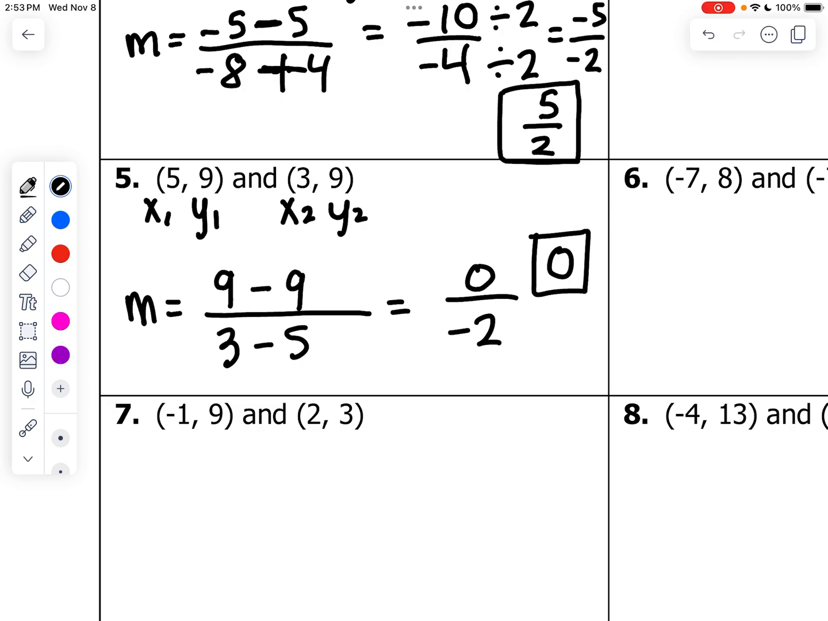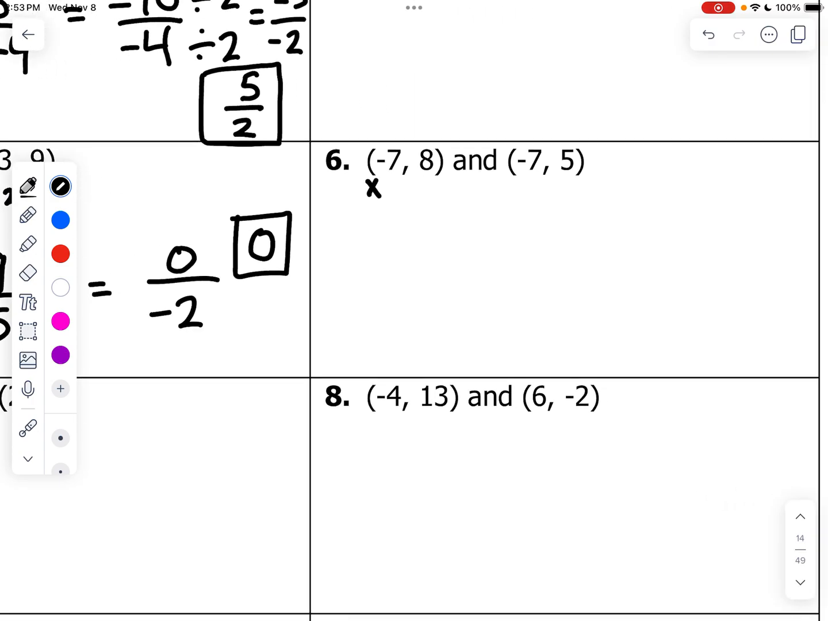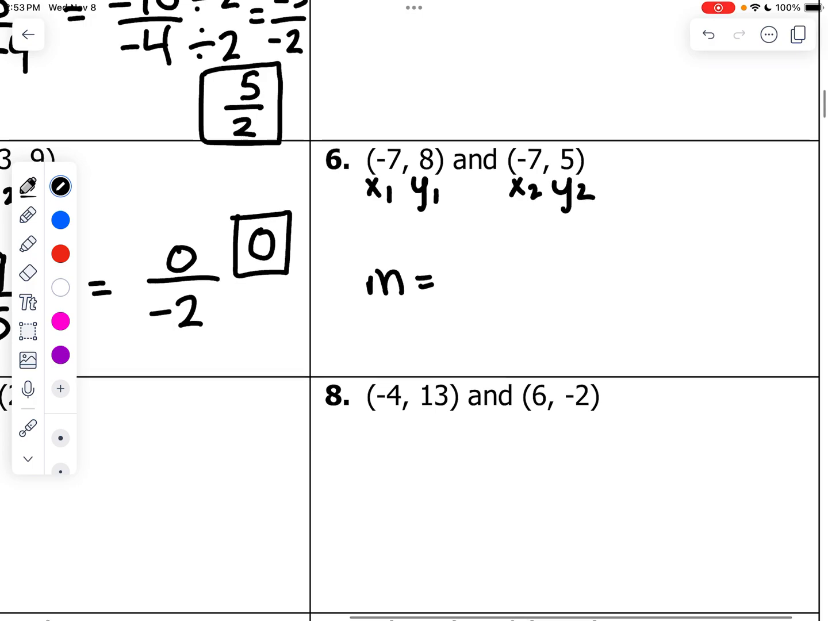Okay, now on the next one, let's look at the next one here. Number 6, this is x1, y1, x2, y2. Again, you're going to do y2 minus y1. So y2 is 5, minus y1 is 8, over x2, which is negative 7. So negative 7, minus negative 7, right? Minus negative 7. So that's a plus. And then that's going to be negative 3 over 0.